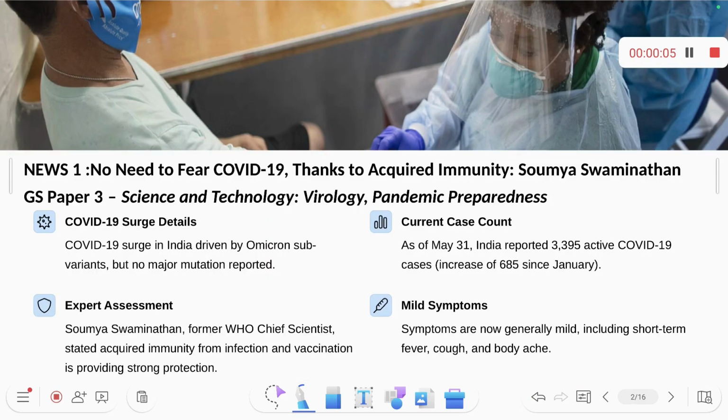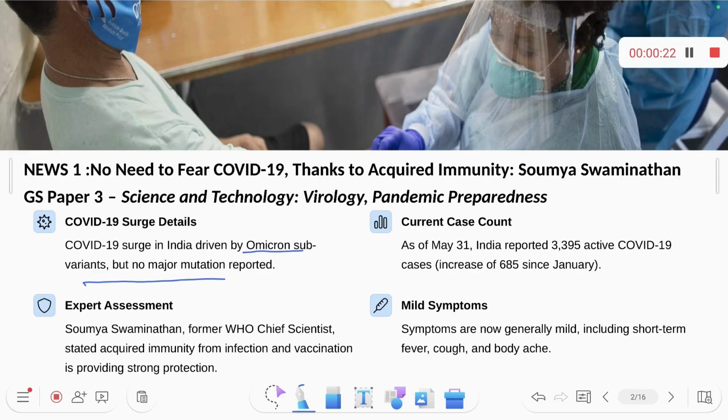No need to fear COVID-19, thanks to acquired immunity, says Soumya Swaminathan. This comes under GS Paper 3, Science and Technology. COVID-19 surge details: the Omicron subvariant, with no major mutation reported.